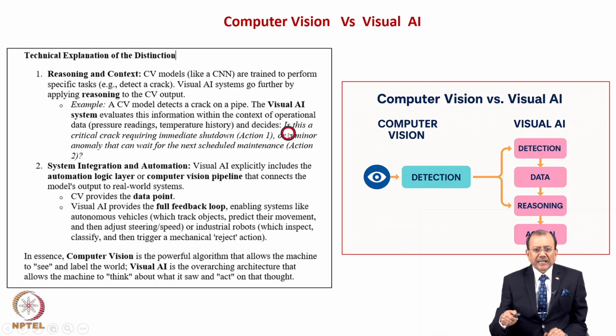It has to press the fire alarm, and generate an alert so that all concerned people are alerted. But in the case of computer vision systems, all these actions may not happen. A computer vision system may generate some alert, but not to the extent that it will inform all concerned people. That is the difference between visual AI and a computer vision system.